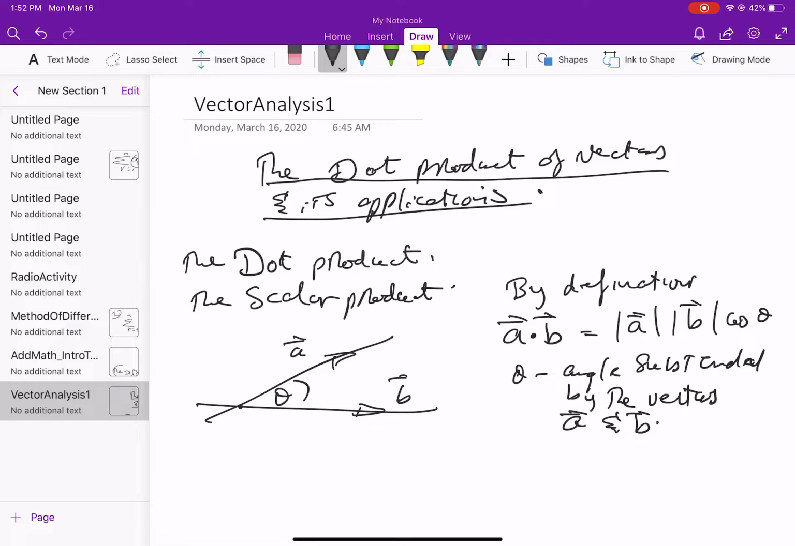Now notice, on the right hand side, modulus of A, modulus of B, cos theta. The result of multiplying one vector A by another vector B gives you a result that is a scalar. Modulus of A is a scalar, modulus of B is a scalar. Cos theta is also a scalar. So that's one reason why they refer to it as the scalar product as well. You're taking a vector, multiplying it by another vector, and getting a result that is a scalar.